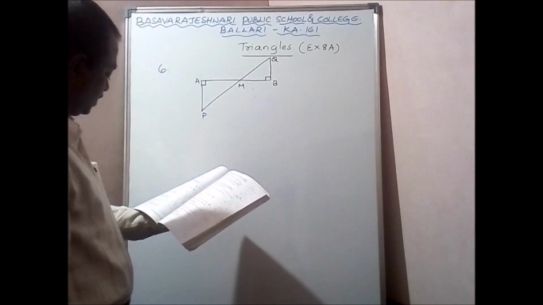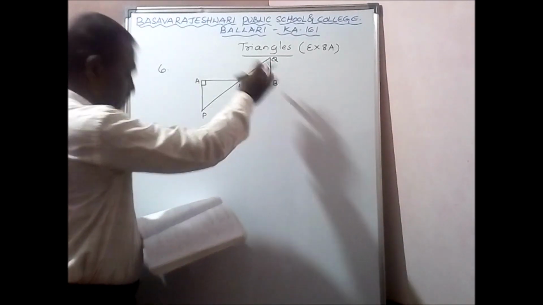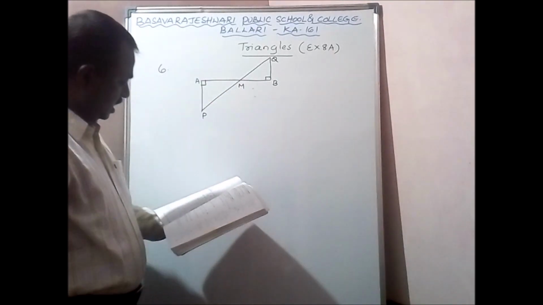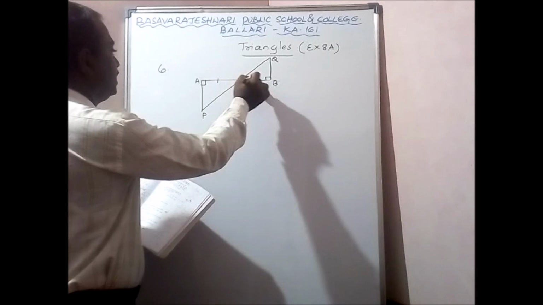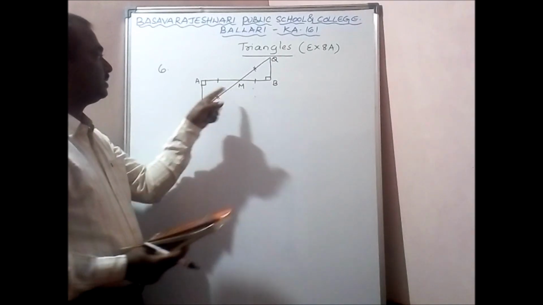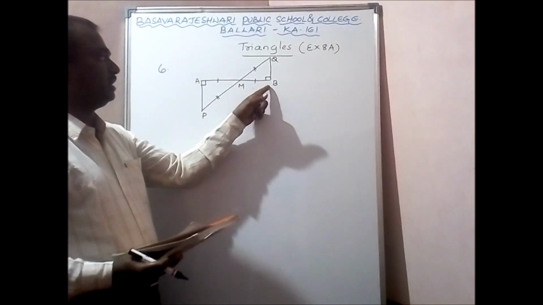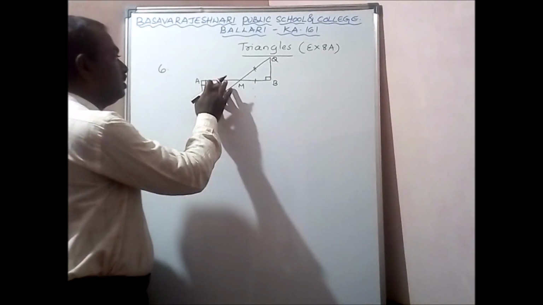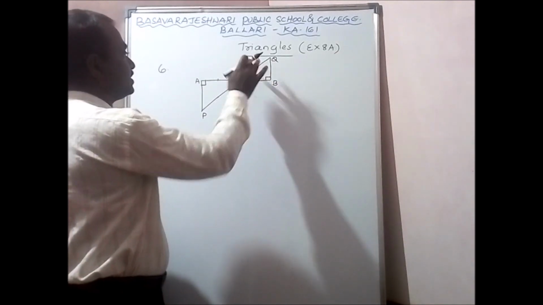So in the figure they are given PA is perpendicular to AB, QB is perpendicular to AB. PQ and AB intersect at M, and M is the midpoint of AB and PQ. M is the midpoint of AB and PQ means it divides AB into two equal halves. That means AM is equal to MB, and we have to show that these are equal sides.